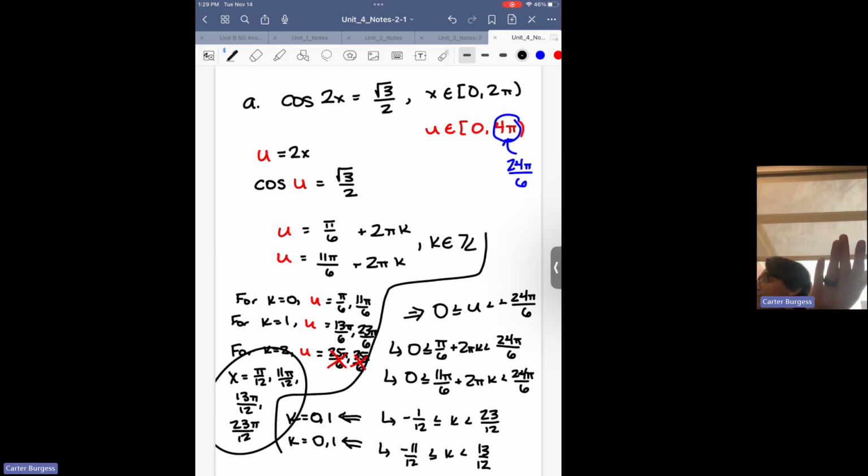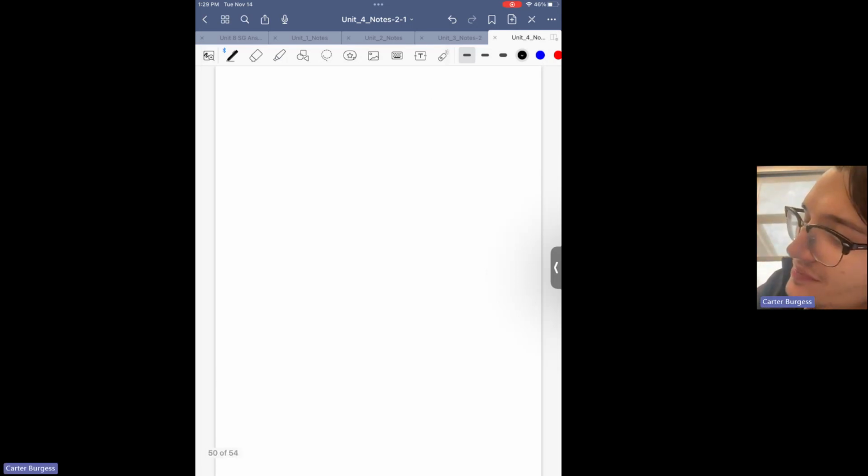We can figure out mathematically what k will need to be, and then we could use that information to generate the solutions. And that's also a perfectly valid way to go about it. All right, let's take a look at B.